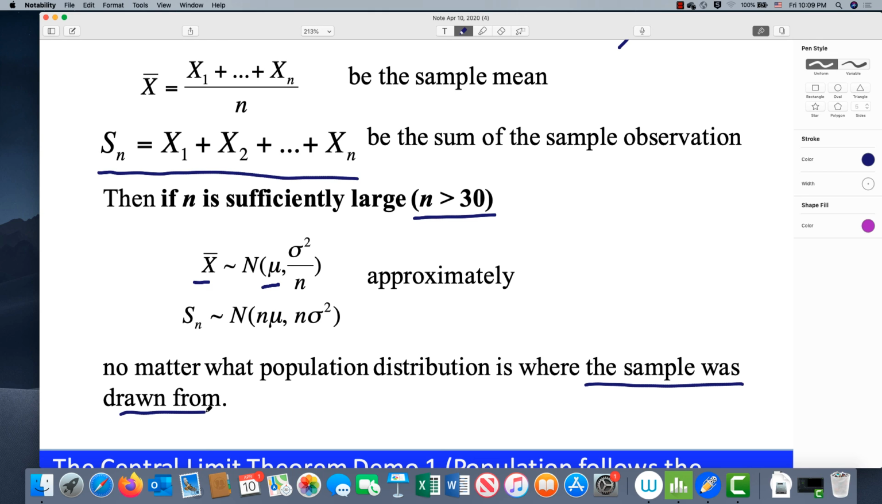So how can we prove the central limit theorem? To prove the central limit theorem theoretically is very challenging. However, we can use simulation to demonstrate that.